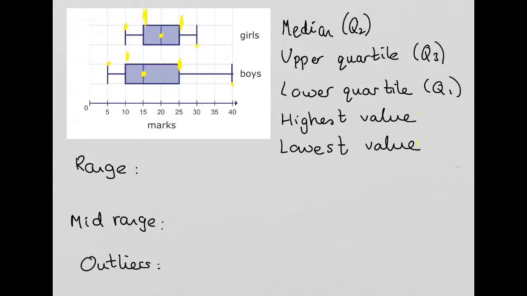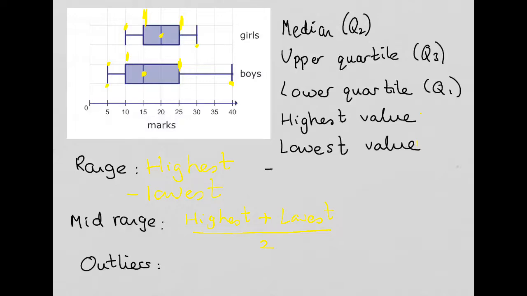So the range, I'm sure you do know how to work out, is just the highest minus the lowest. So the highest value, take away the lowest. The mid-range is something that you probably haven't calculated before. And the mid-range is the highest value plus the lowest value, all divided by 2.